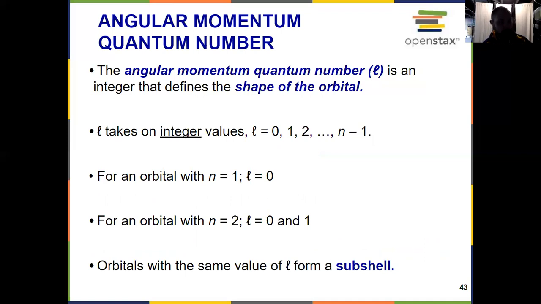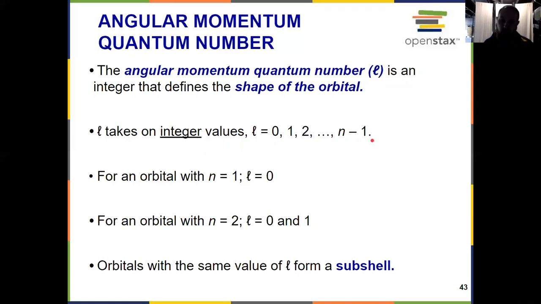Okay. That also carries on integer values. That talks about the shape of the orbital. So n told us about the energy, L tells us about the shape. The values that L can possibly have is anything from 0 on the low end. So L can also not be negative. The lowest it can be is 0, and it can take on any value up until n minus 1.